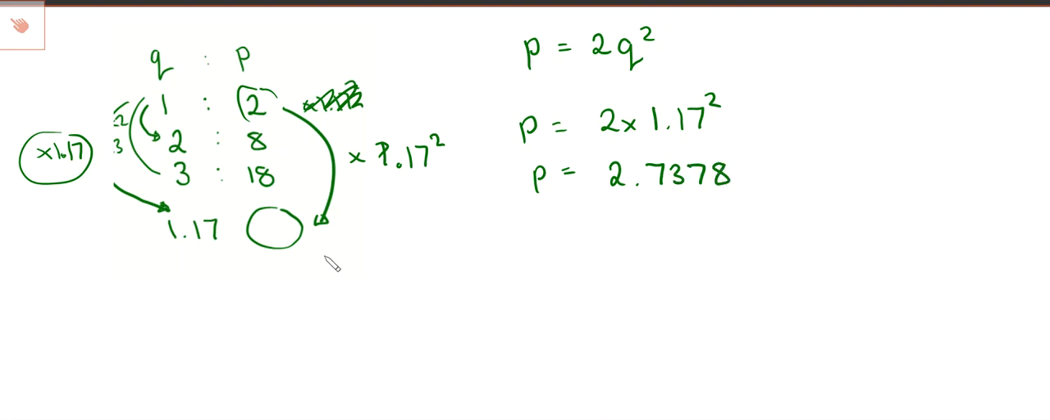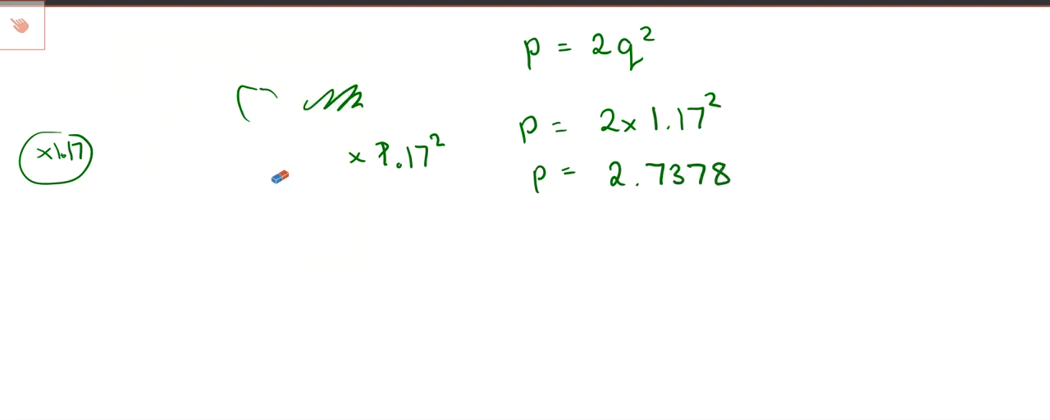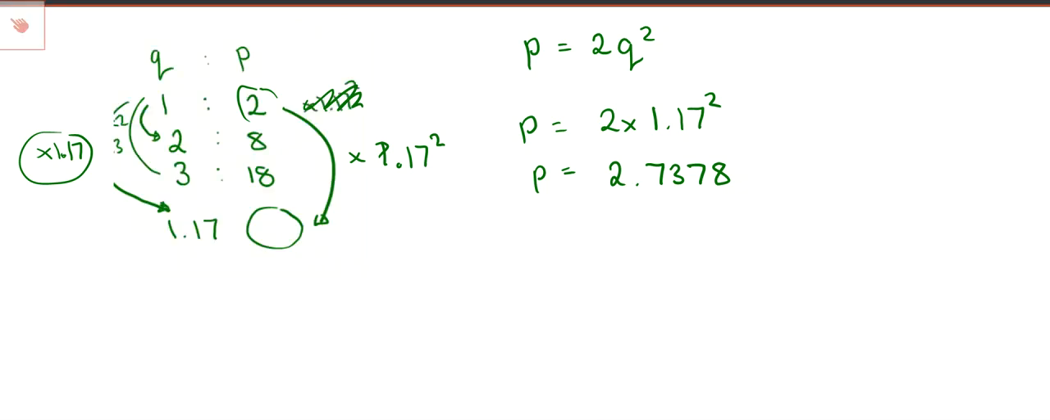2.7378. Okay, so let's put that here. Oh, I did not. Sorry. So let's write that one here. So this will be 2.7378. So I know from 1 to 1.17 is a 17% increase.